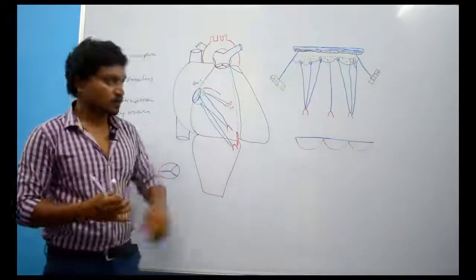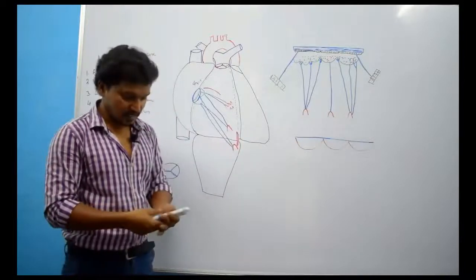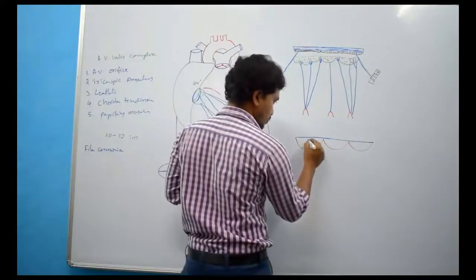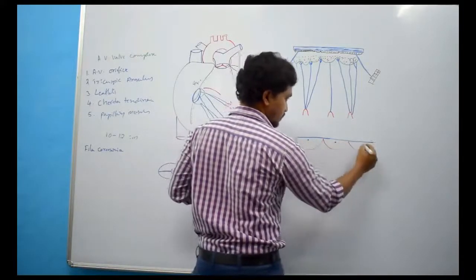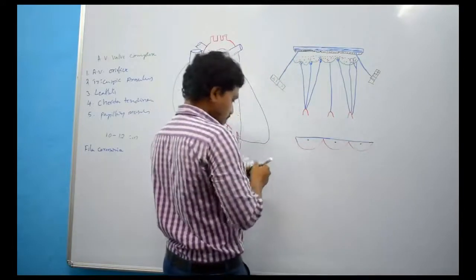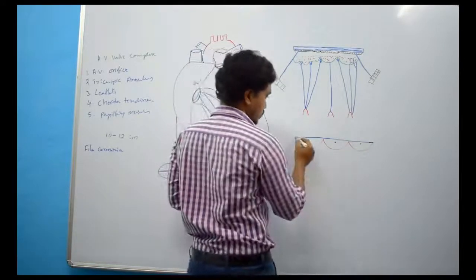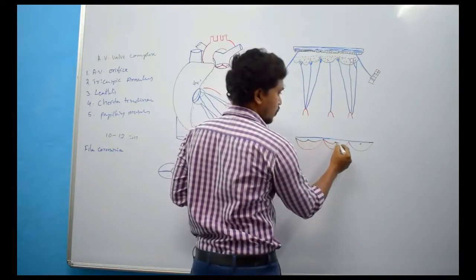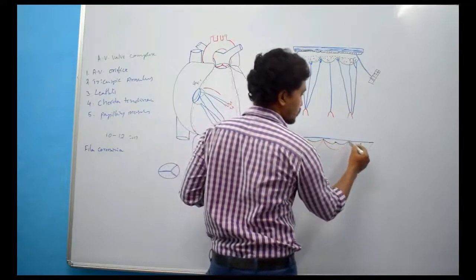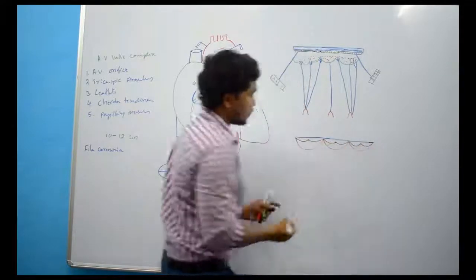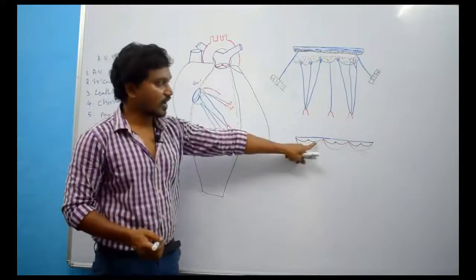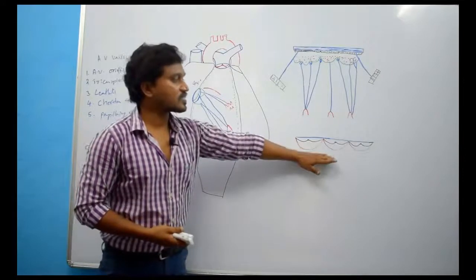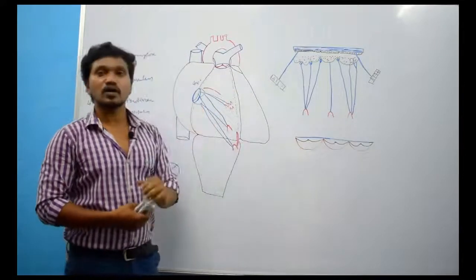Then each cusp contains a central fibrous nodule. This is the fibrous nodule. On either side of the fibrous nodule, you can find a half moon shaped fold. This half moon shaped fold we call lunules. So this is the nodule and these are lunules. Clear? So this is the structure of the semilunar valve.